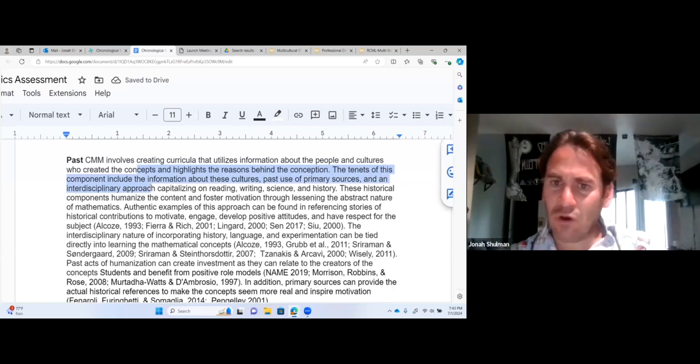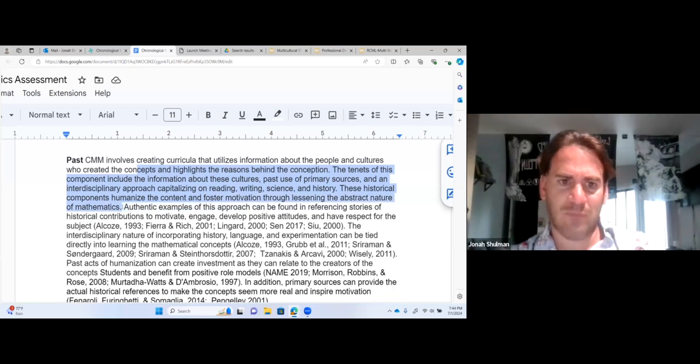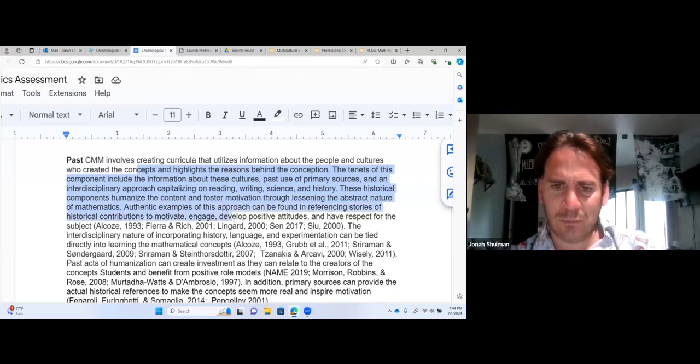Include information about cultures and using primary sources and an interdisciplinary approach. So you do reading, writing, science, and history. These historical components humanize the concept and foster motivation through lessening the abstract nature of math. So we could reference stories, motivate, and develop positive attitudes.